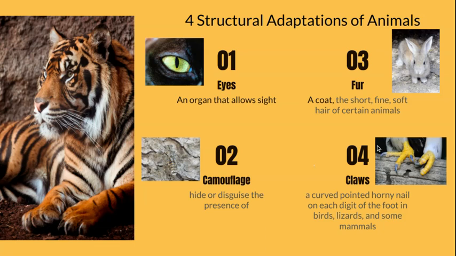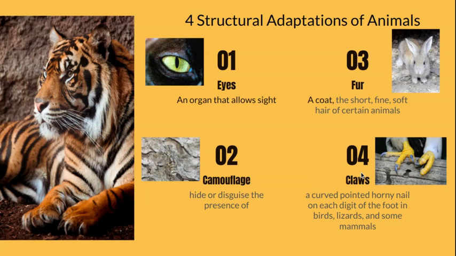Claws is oh wait, no, third, sorry. Fur is another part of structural adaptations that animals can have. Fur is like a coat, the short, fine, soft hair of certain animals. So, like this bunny rabbit, soft fur. Cats can have soft fur. This tiger has fur. All kinds of furry animals out there. And fur is a type of adaptation an animal can have. It keeps them warm, things like that.